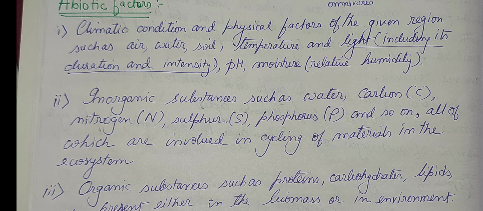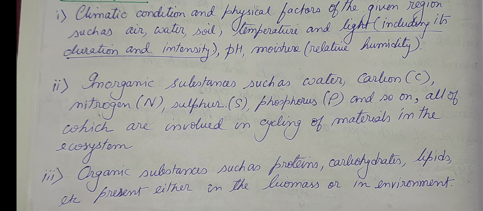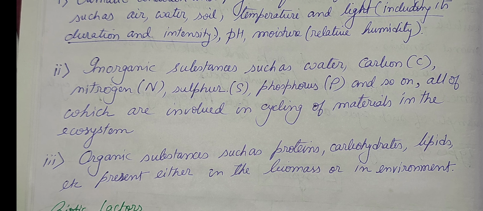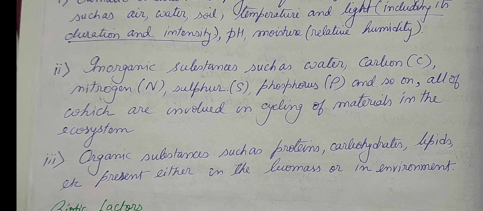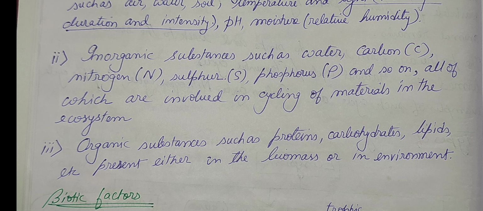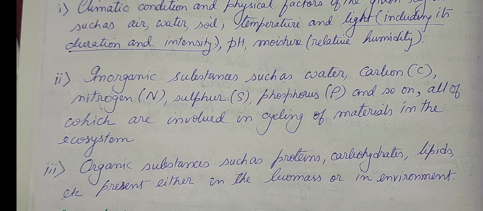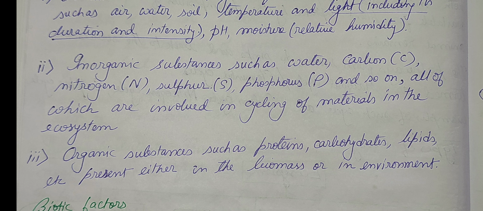The inorganic substances, as you all know, are water, carbon, nitrogen, sulfur, phosphorus, and so on, all of which are involved in cycling of materials in the ecosystem. Now you cannot get these elemental nitrogen, sulfur, phosphorus, carbon in nature; these elements will be found in the form of compounds. Just like when you see the nitrogen cycle, you will see that the nitrogen is getting fixed from the atmosphere into the soil in the form of nitrates and then nitrites and then nitrogen dioxides.